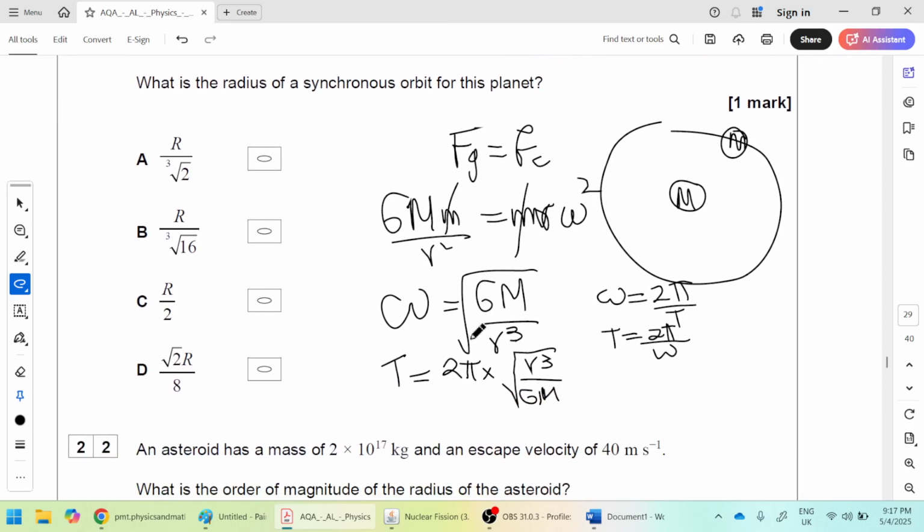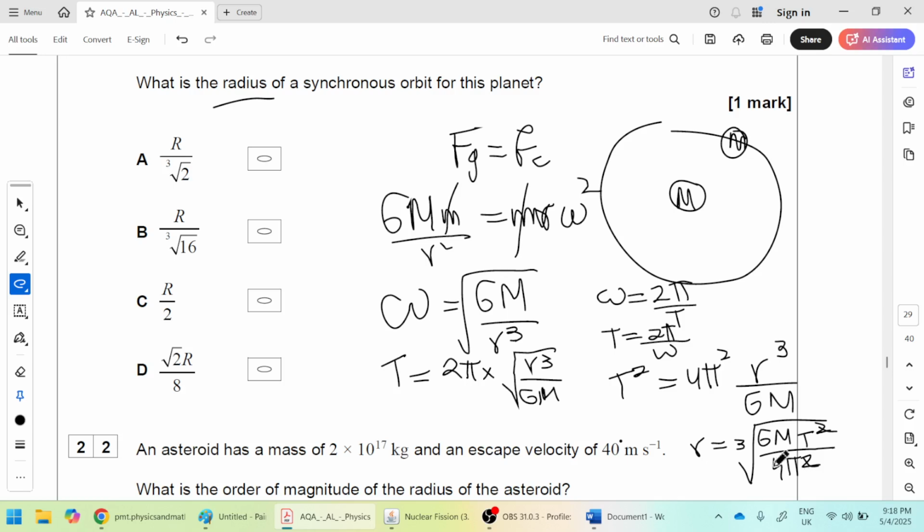Okay, unfortunately, I have subjected the wrong thing. So I'm going to have to square both sides and subject r here because we are interested in the radius. Square both sides, T squared equals 4 pi squared r cubed over GM. R is equal to the cube root of GM T squared over 4 pi squared.